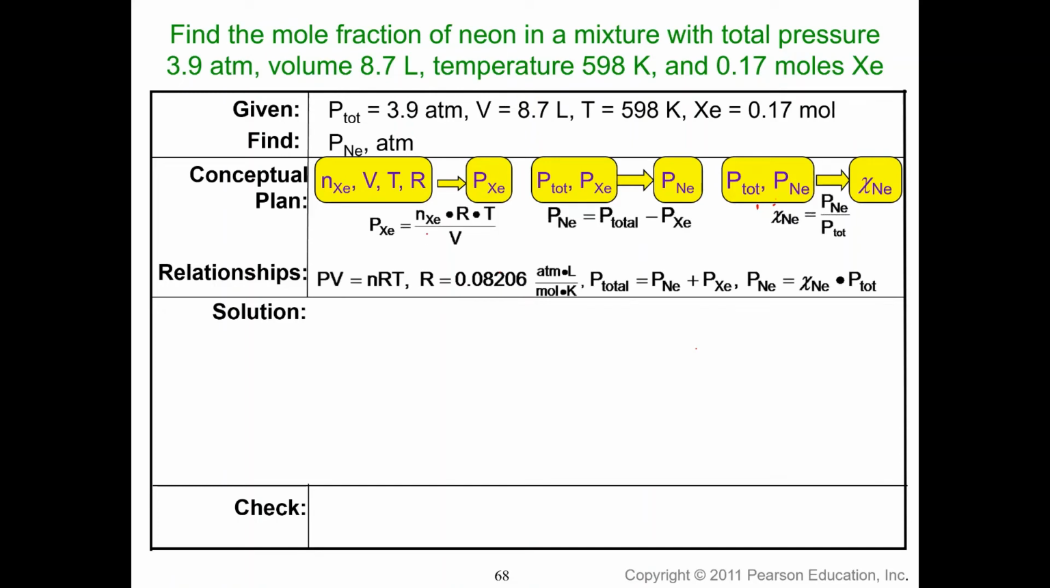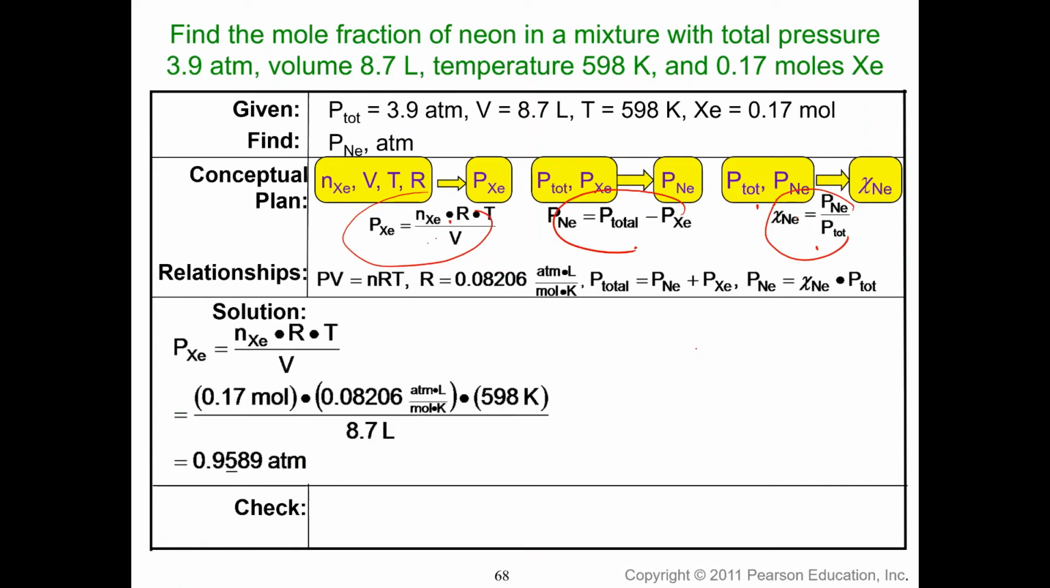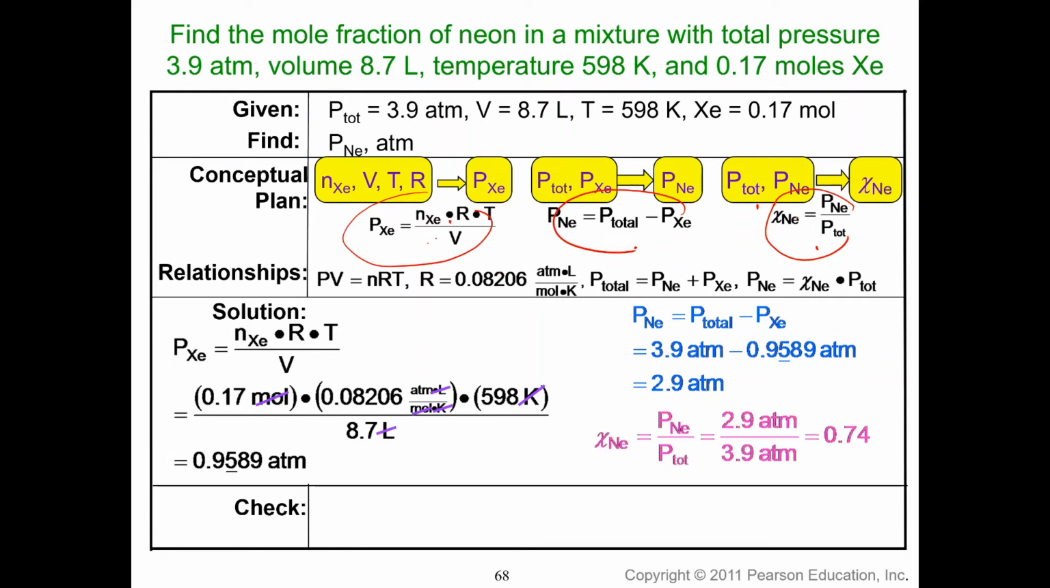Now here, you can see this is the ideal gas law. This is Dalton's law. And this is, again, mole fraction. First, we find the pressure of xenon. Then we subtract from total to get the pressure of neon. Then we simply say partial pressure over total pressure. That gives you what? Mole fraction of neon.